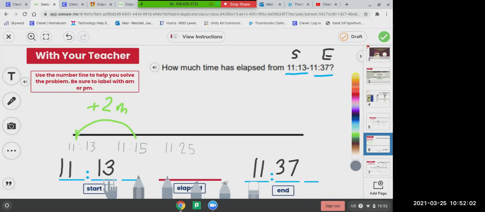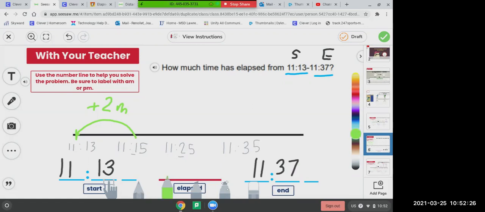And then I'm going to check. Can I do one more group of 10, one more jump of 10? 15, 25, 35. Notice my tens place is increasing. I can do one more jump of 10 to 11:35 because my end time is greater than that. My end time says 11:37.